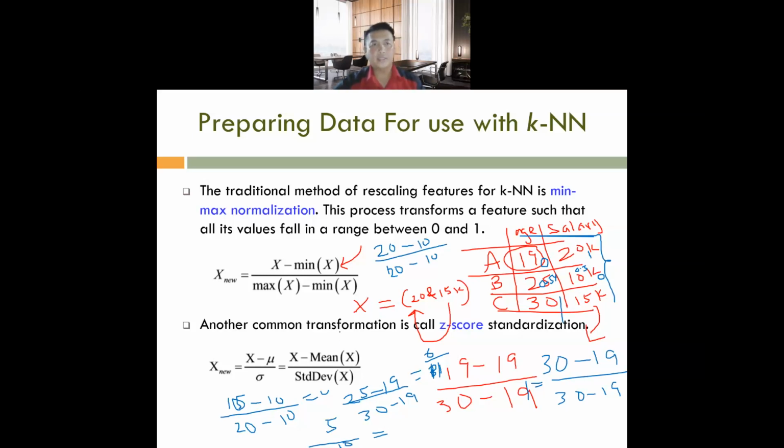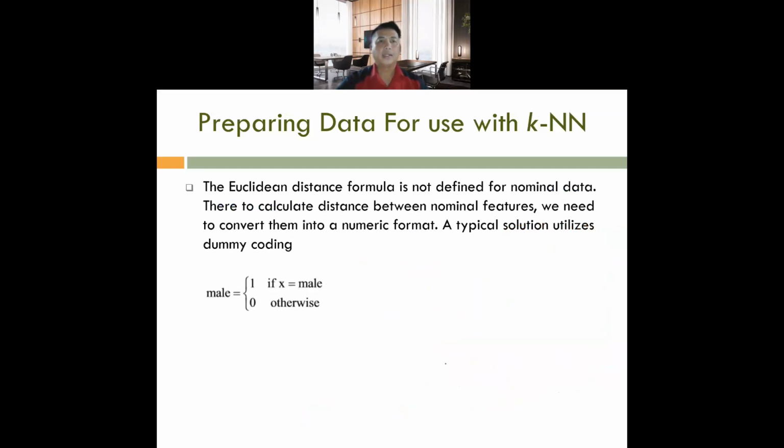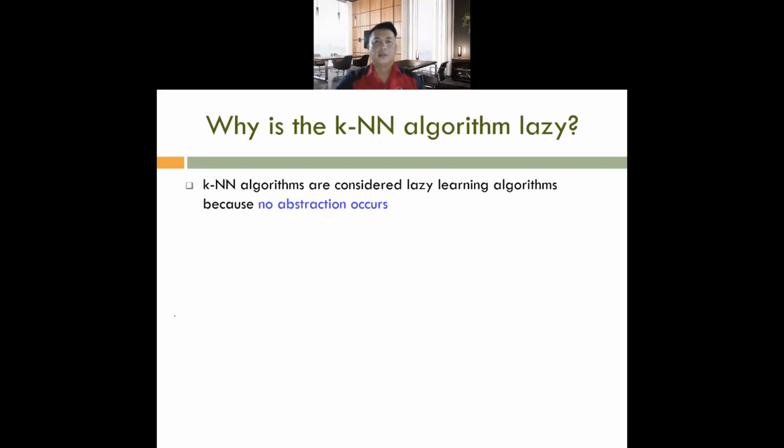Now we can use the distance method in order to find the distance. If they are categorical values, we just use 1 or 0. If they are the same, we put 1. If not the same, we put 0. Sometimes it's the other way around.